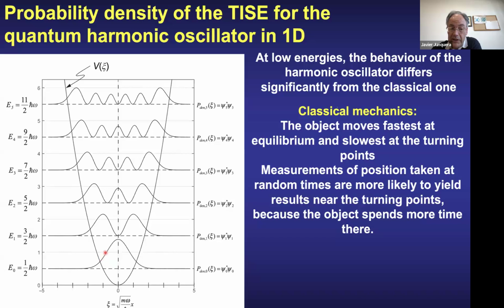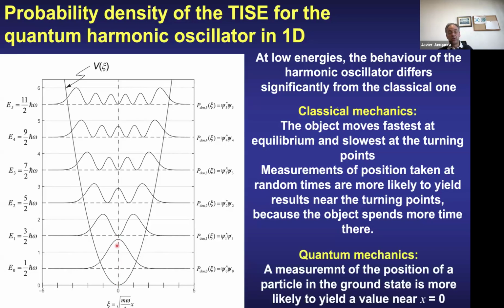However, here in the ground state, you can see how the probability density is higher at the center of the harmonic potential, and that's a difference between the classical solution and the quantum solution.